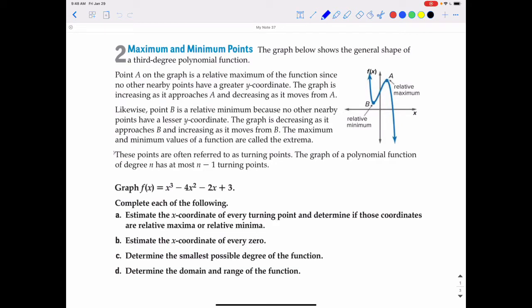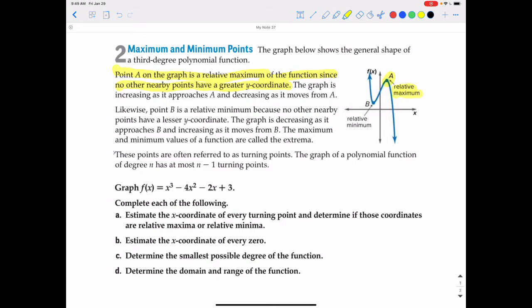In continuing our lesson about analyzing graphs, we're going to talk about minimum and maximum points on a graph. Point A on the graph is a relative maximum of the function since no other points have a greater y-coordinate. As I look at point A on the graph, I see that it's kind of at the top of a hill, so it's referred to as a relative maximum.